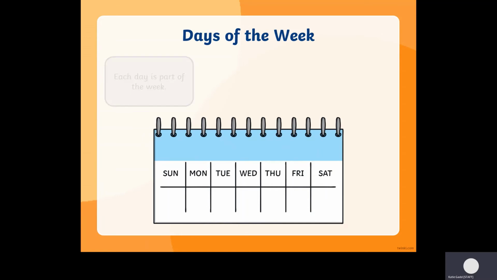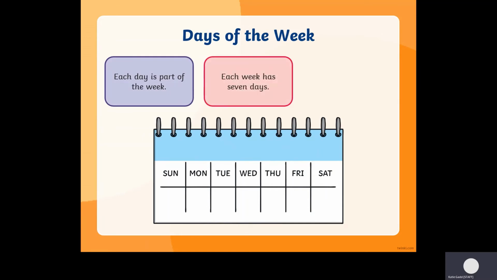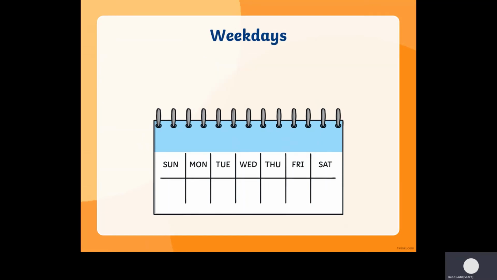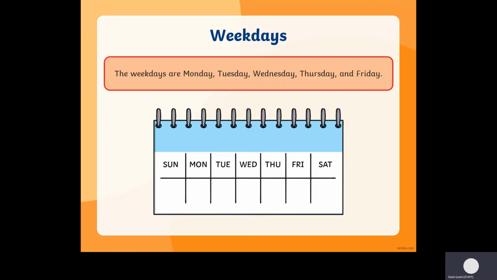Moving on to days of the week. So each day is part of the week. Each week has 7 days, and each day is a weekday or a weekend day. So let's look at weekdays first. So the weekdays are Monday, Tuesday, Wednesday, Thursday and Friday. And yet again, you can see here that we've got capital letters for the start of each day.